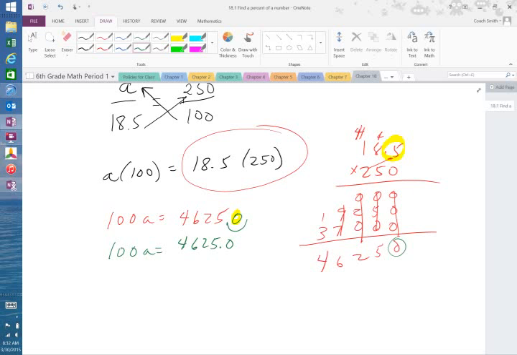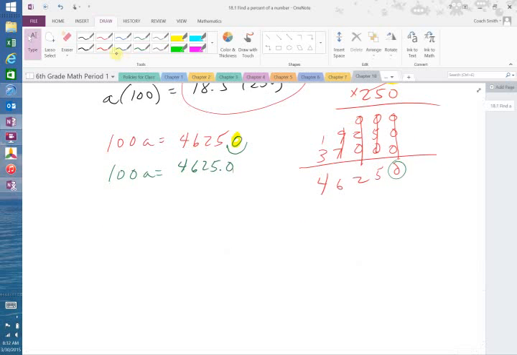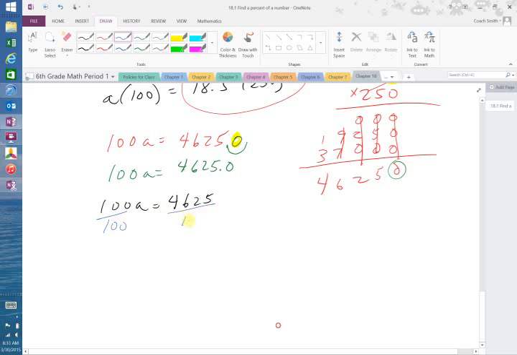If the decimal was not there, then yes, it would matter. Okay. So that leaves us with how to solve 100A equals 4,625. Now, we have to divide both sides by 100.